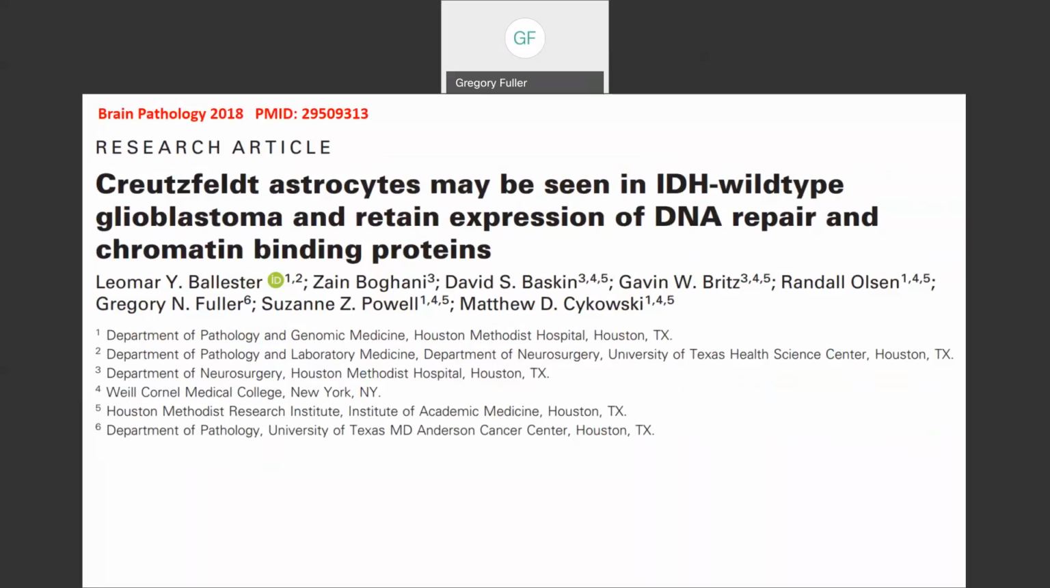Creutzfeldt astrocytes may be seen in wild-type GBM and retain expression of DNA repair and chromatin binding proteins. What I love about this, if you look at that author list, you're going to see in the affiliations Pathology and Genomic Medicine, Houston Methodist Hospital, Pathology and Laboratory Medicine, UT Health Science Center, and University of Texas MD Anderson Cancer Center. Isn't that cool to have a Texas Medical Center-wide collaboration? We truly are a family.